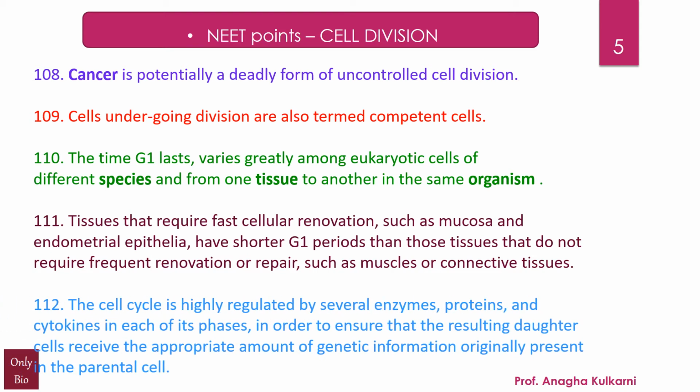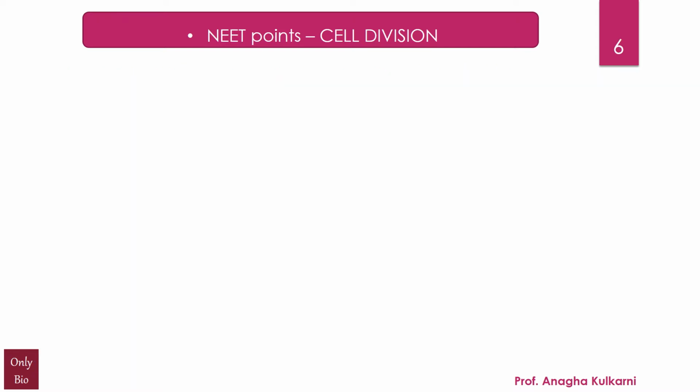Next, the cell cycle is highly regulated by several enzymes, proteins, and cytokines in each of its phases in order to ensure that the resulting daughter cells receive the appropriate amount of genetic information originally present in the parental cell.